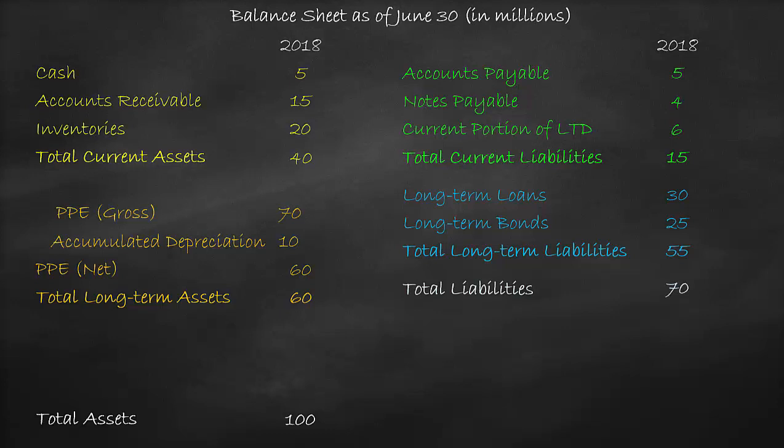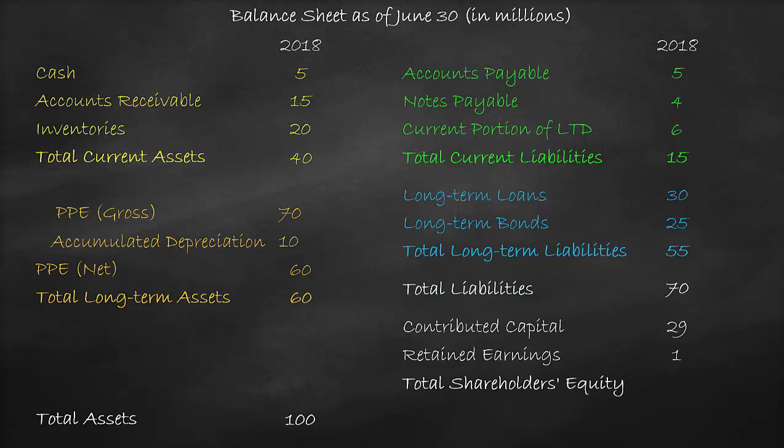Then, we calculate shareholders' equity. We have contributed capital of $29 million and retained earnings of $1 million. So, total shareholders' equity will be the sum of the $29 million plus the $1 million, which equals $30 million in total.